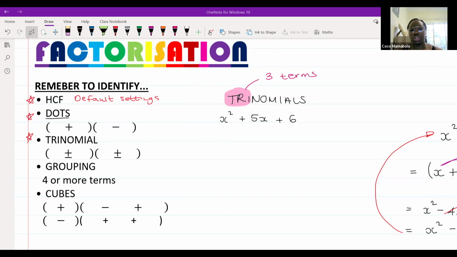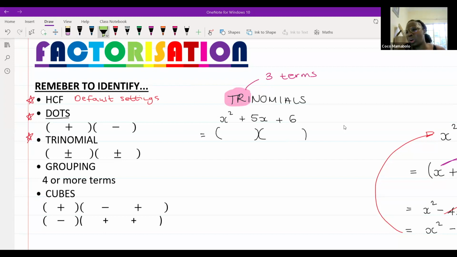Okay, good. So we know that we're going to get a trinomial if we have something squared plus 5 plus a number x plus another number. Now, the way we're going to factorize these is, again, we're going to open 2 brackets. We're going to open 2 brackets.